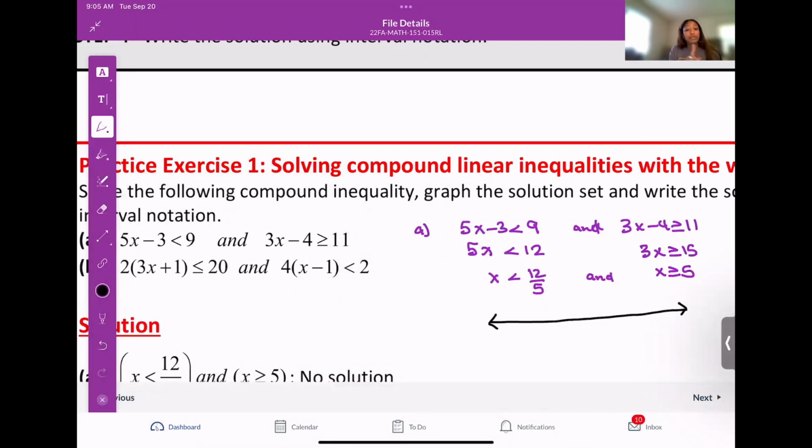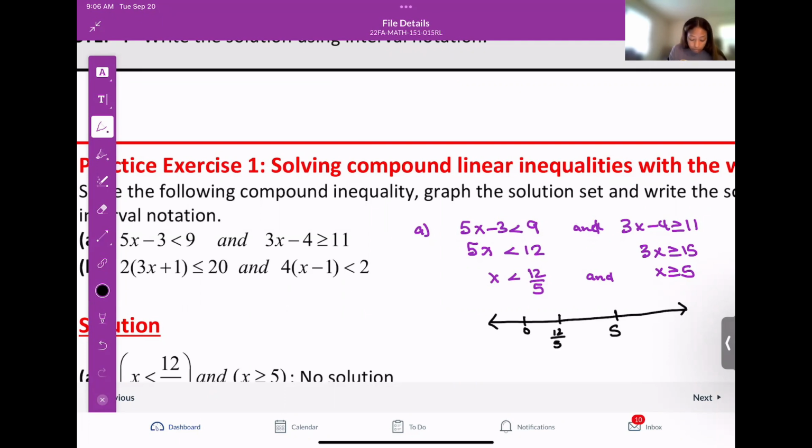We're going to graph both of these inequalities and see where they overlap. Both of these are bigger than 0, so let's make it easy. 5 would be, we don't have to be exact, here is 5. 12 over 5 would be smaller than that. So if 5 is here, 12 over 5 is a little bit bigger than 2. So 12 over 5 is here.